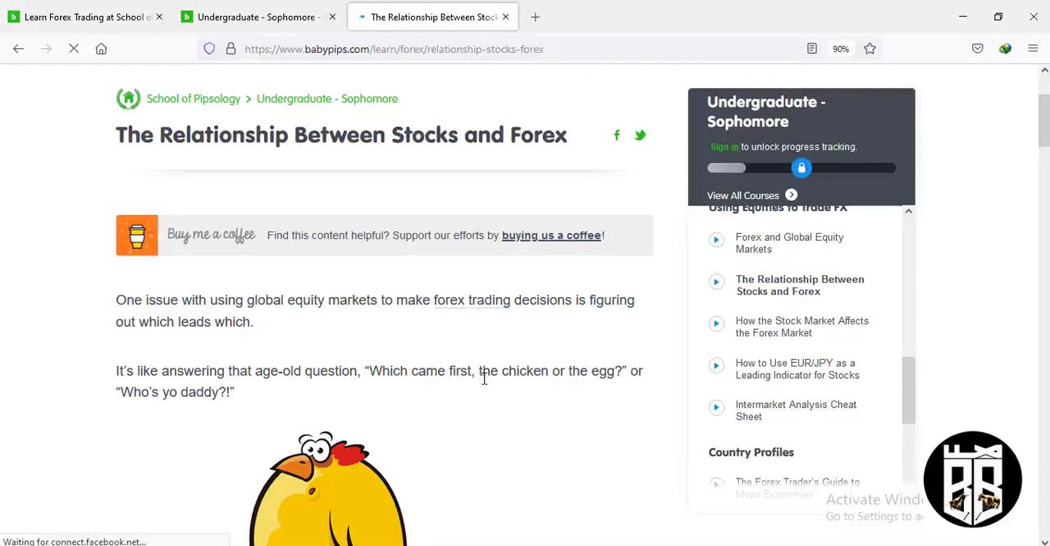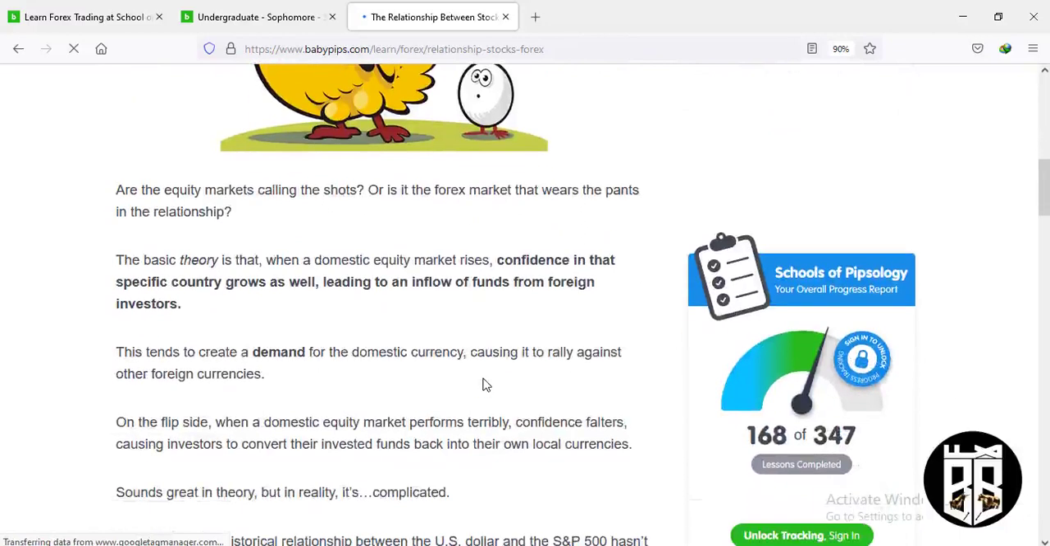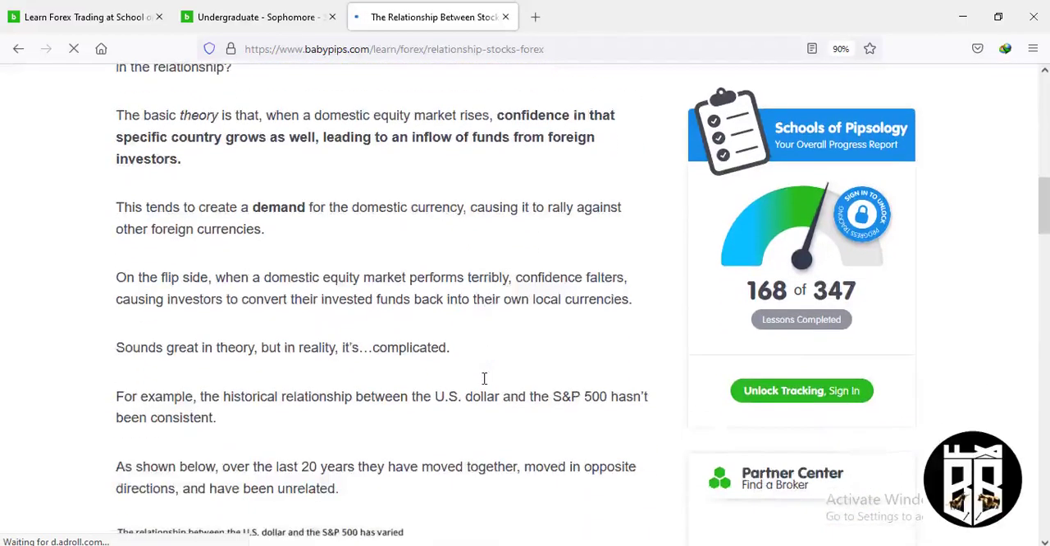One issue with using global equity markets to make forex trading decisions is figuring out which leads which. Which comes before which? Is it the chicken or the egg? Basically, the theory behind this is that when the equity market rises, confidence in that specific country grows as well, leading to an overall inflow of funds from foreign investors. So let's say the equity market of Hong Kong is rising, investors will put money in Hong Kong.